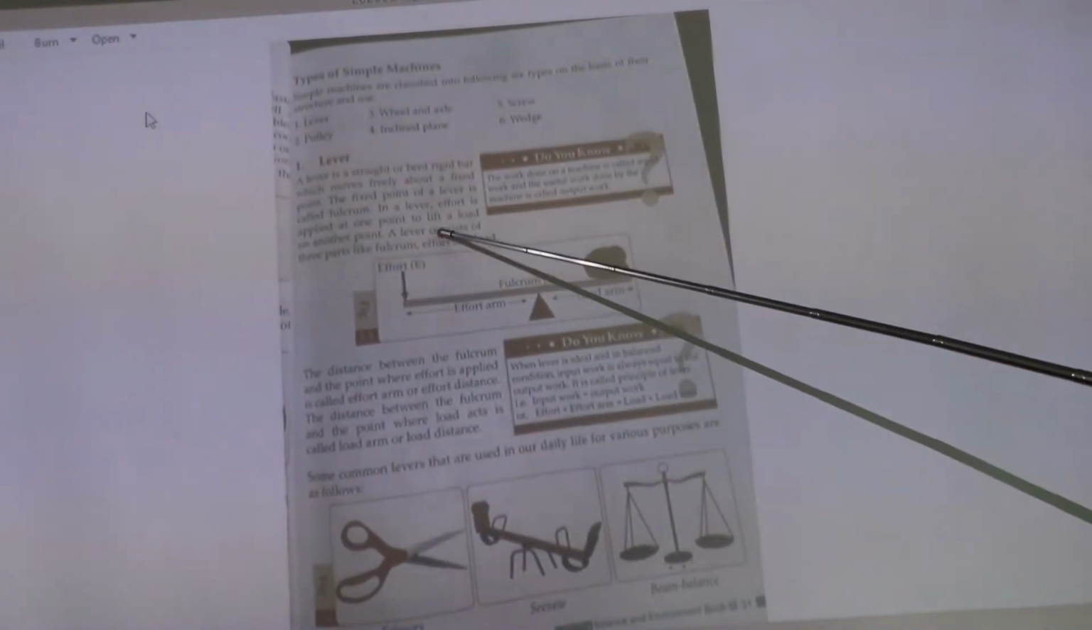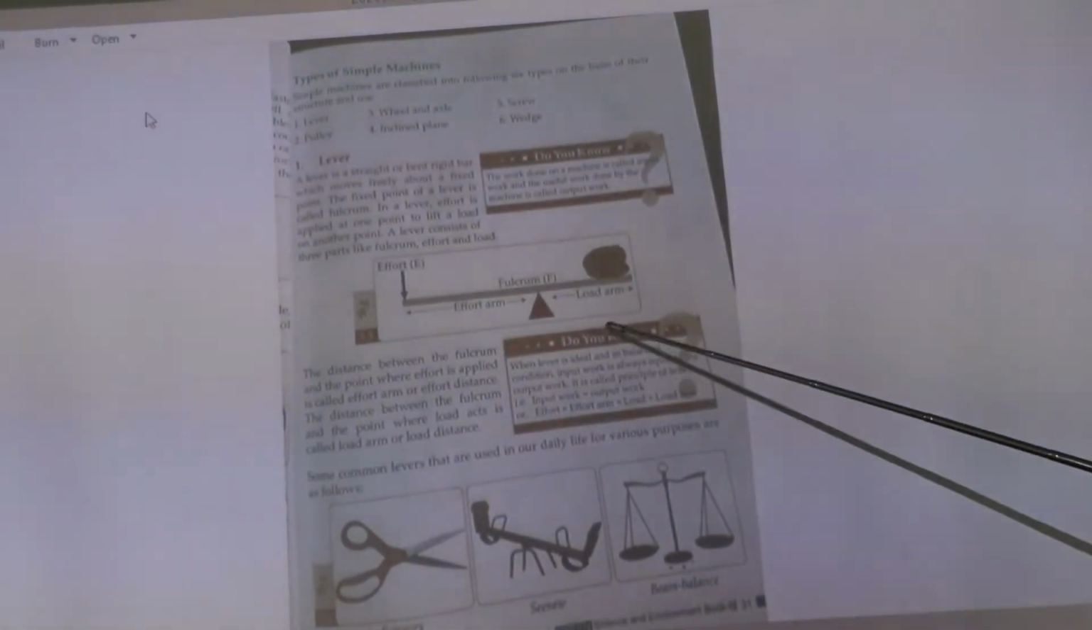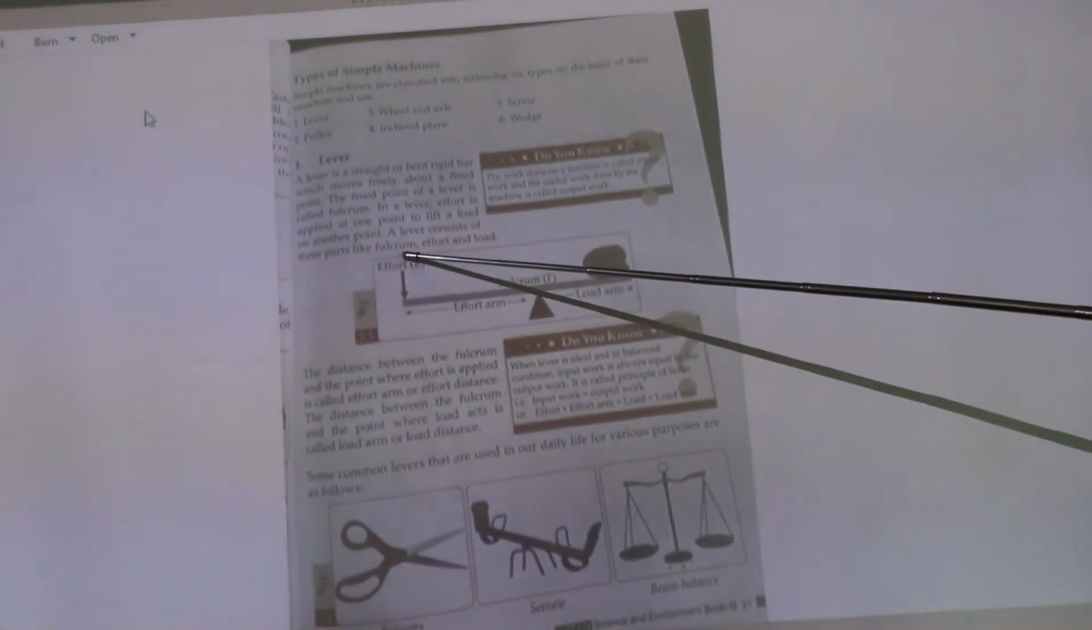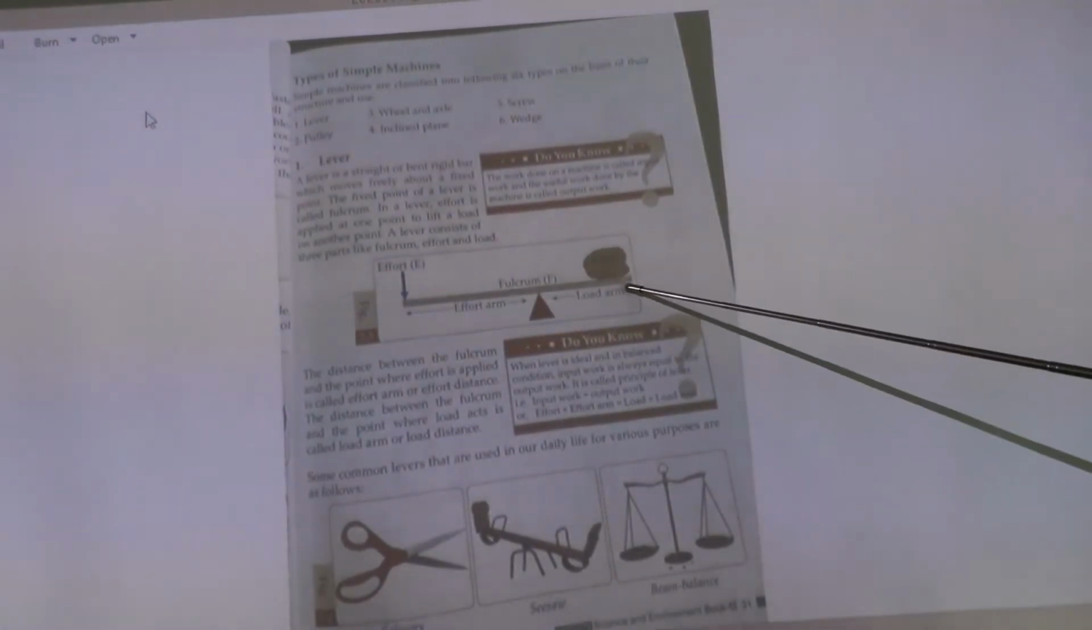In a lever, effort is applied at one point to lift a load at another point. Here you can see in the diagram, there is a fulcrum. Here the effort is applied to lift the load. A lever consists of three parts: fulcrum, effort and load.